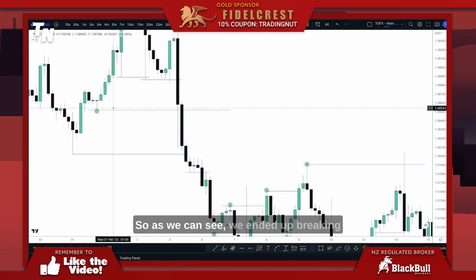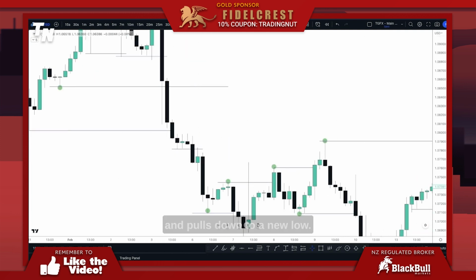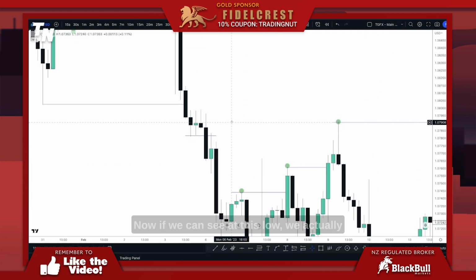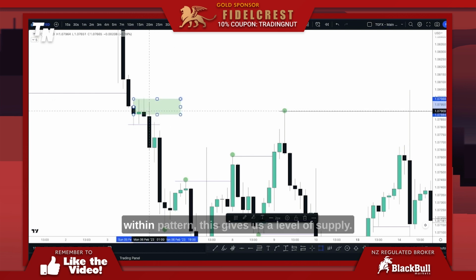So as we can see, we ended up breaking structure at this point here. We had a continuation impulse down to a new low. Now, if we can see at this low, we actually had what we call a bearish, bullish, bearish pattern. So if we were to highlight this bullish candle within the pattern, this gives us a level of supply.